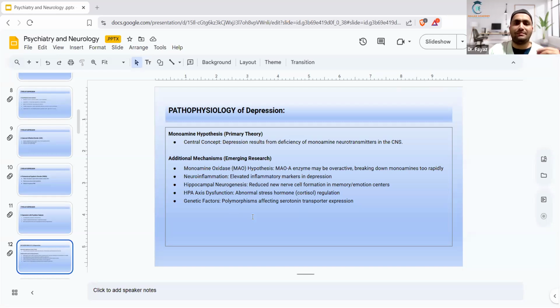Another theory is that there is inflammation around the cerebrum. That's why these people with depression are depressed. There is another theory which says that the hippocampus, the part of the brain which is responsible for memories, emotions, etc., does not produce new cells, and that's why people get depressed. There is another theory, which is hypothalamic-pituitary axis dysfunction. Sometimes it's been observed that high levels of cortisol or abnormal response to stress can cause people to get depressed. One main theory is also genetic factors. Sometimes multiple of these different pathways are present in one person, and it's usually more of a genetic factor which causes them to get depressed.